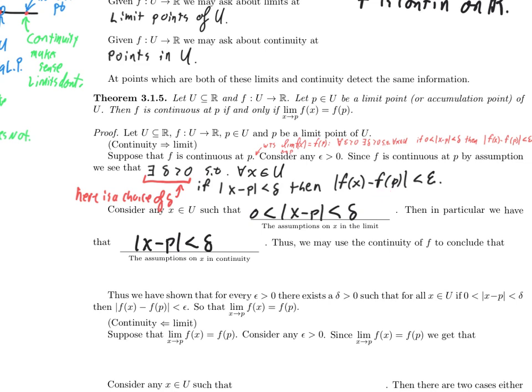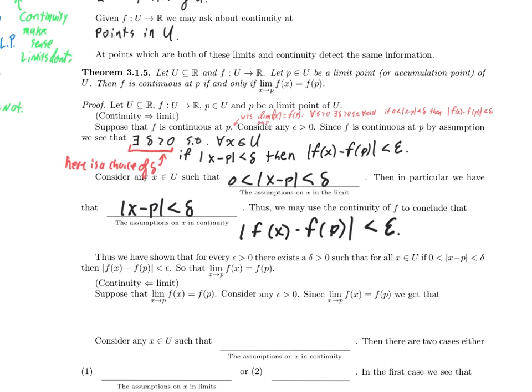So I can use the continuity of f to now conclude that the absolute value of f of x minus f of p is less than epsilon. And so we're done, I think. So let's just write the concluding sentence.